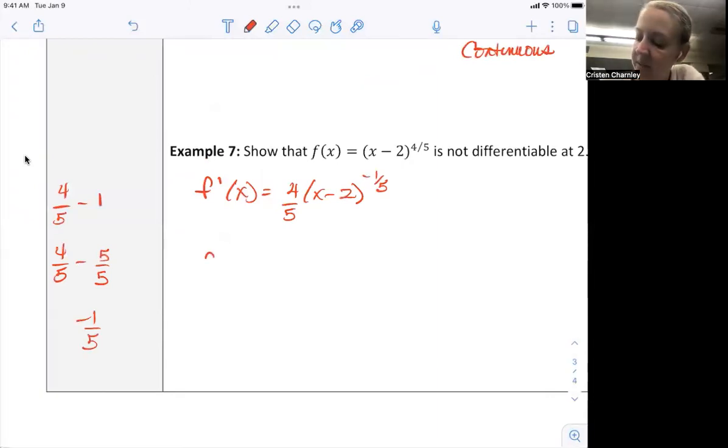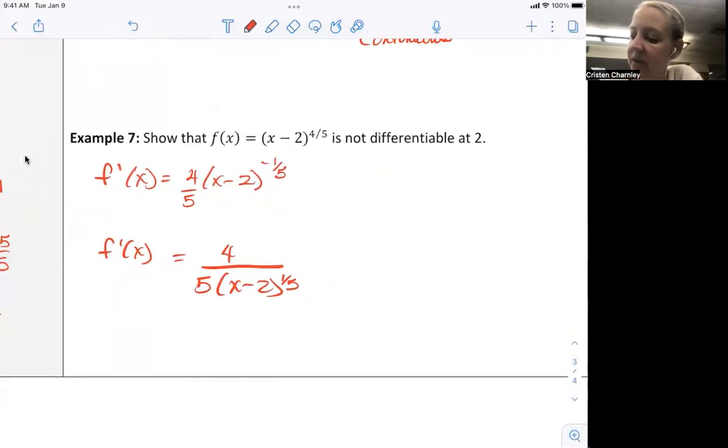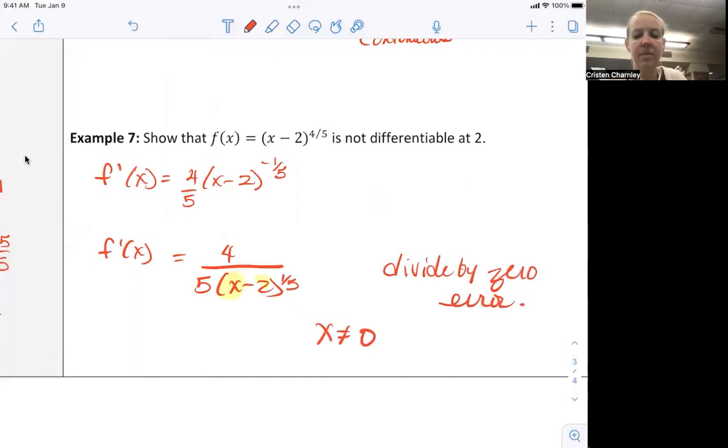And then if I rewrite this with a positive exponent, it moves to the denominator. So (x minus 2) to the 1/5. Why is it not differentiable at 2? Well, it's not differentiable at 2 because if I use a 2 in place of x, I have a divide by 0 error. It's undefined. So x cannot be equal to 2 when we talk about the derivative. It's a continuous function everywhere. It can exist up here. We could use the 2, that's no problem. But for the derivative, we cannot.